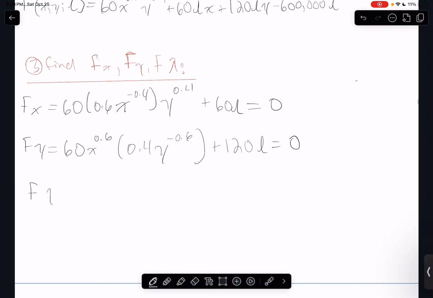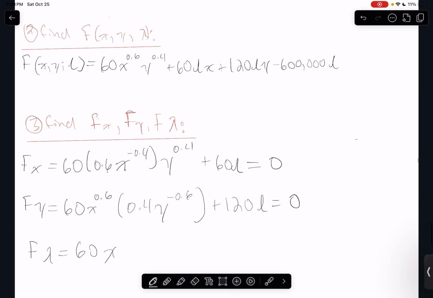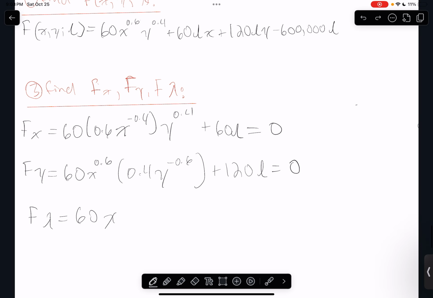Capital F lambda is going to equal 60x, because there's no lambda anywhere else in this equation. These are all xy values, so that goes to 0. The derivative of 60 lambda x is just going to be 60x. And we're going to add 120 lambda y, which is going to end up being 120y, because the derivative of 120 lambda y is just 120y. And we're going to also include this negative 600,000 lambda, which is just going to be 600,000. And equate that to 0 as well.